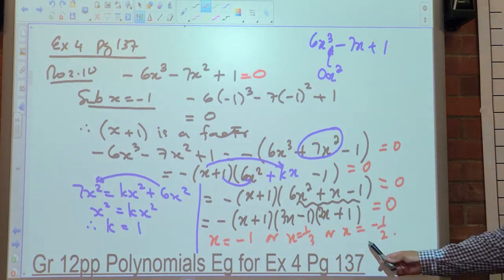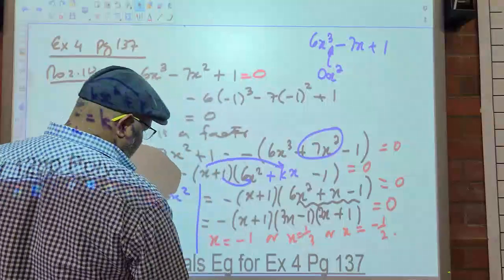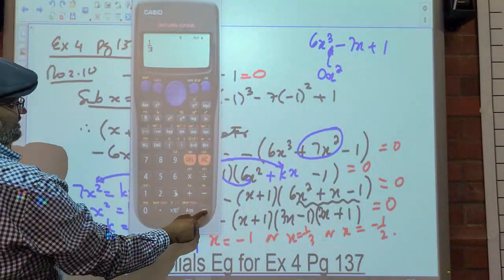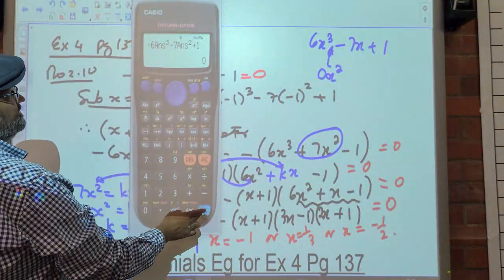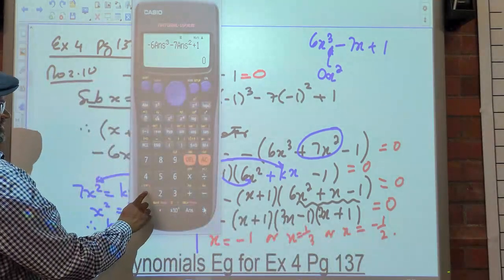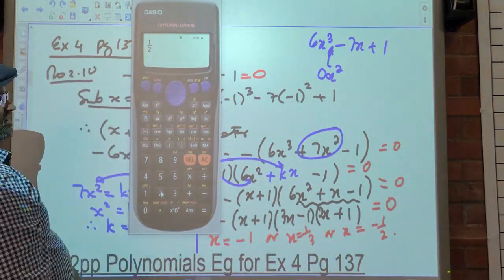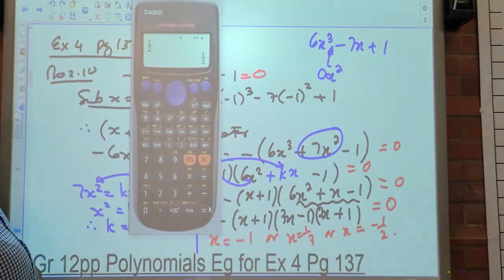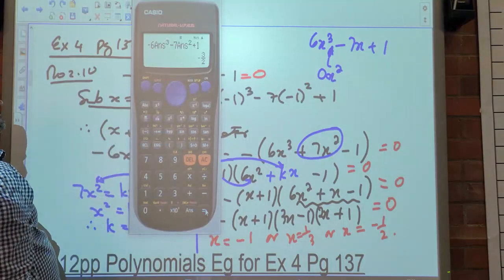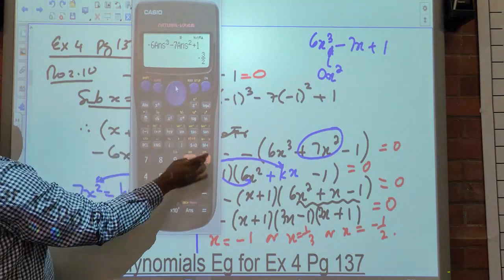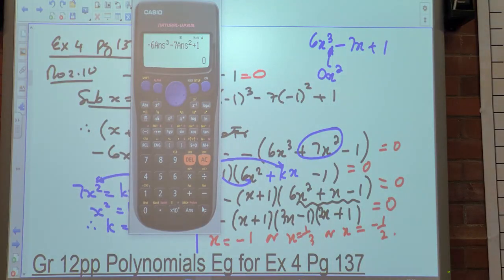Can you see? So if I must put a third into this expression, then what do you think the answer is going to be? 0. You see? What do you think will happen if I put a half in? Don't lie. Half won't give you 0. What will give you 0? Negative half. Half won't give you 0, but negative half gives you 0. You see?